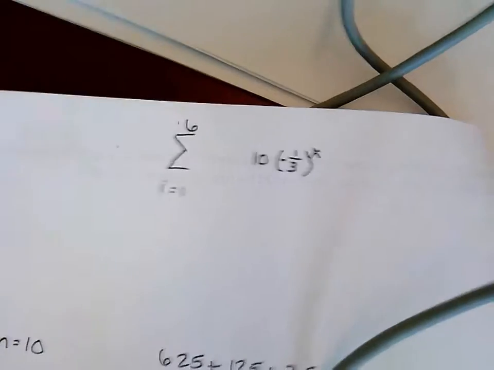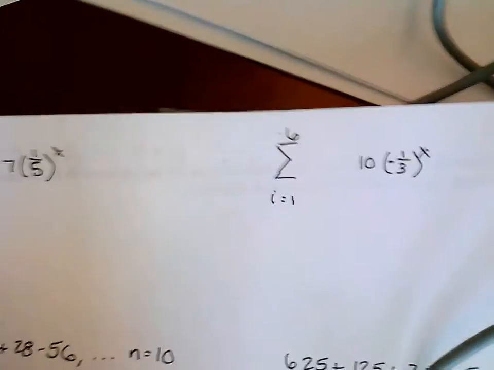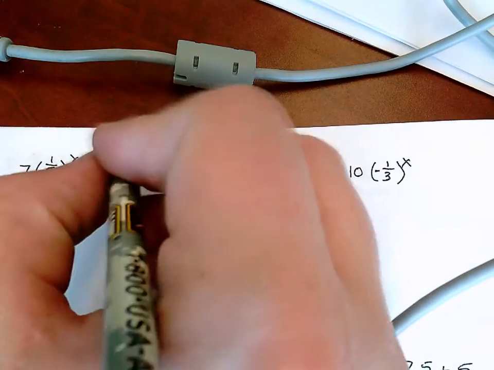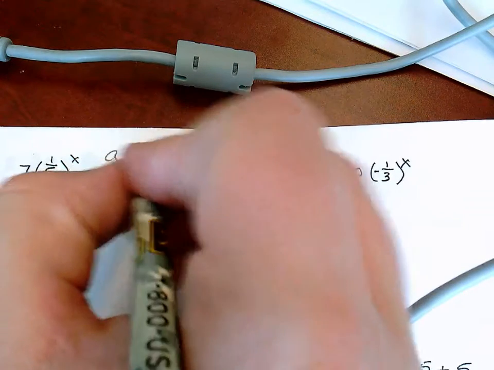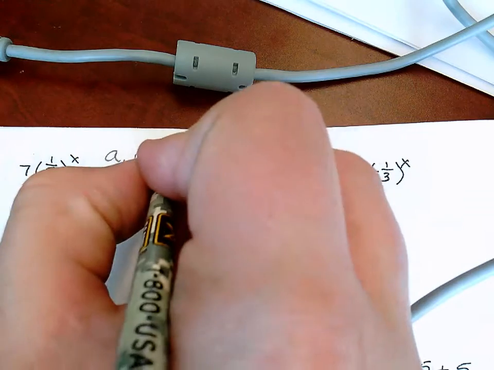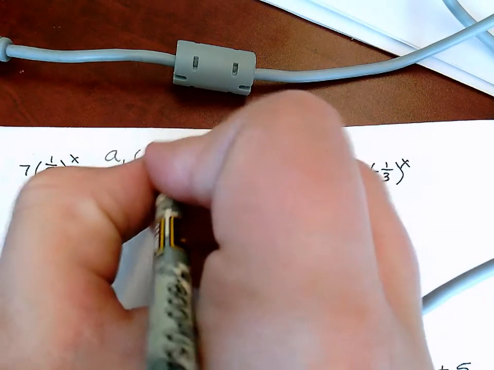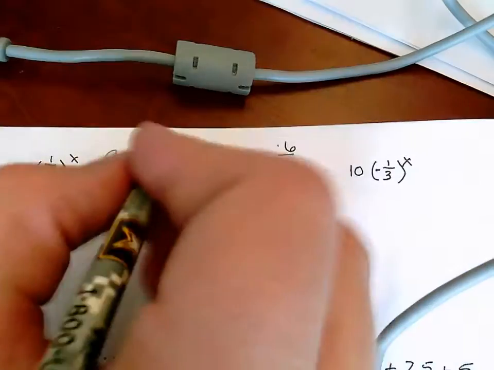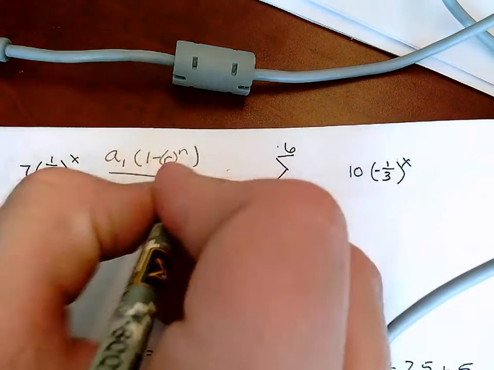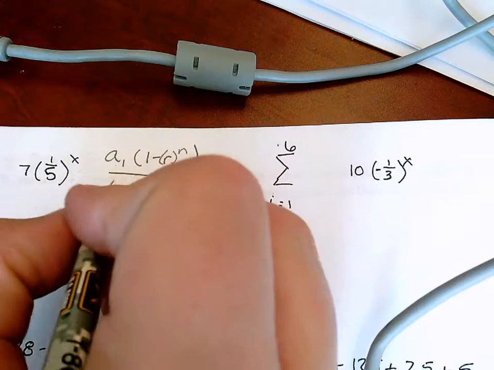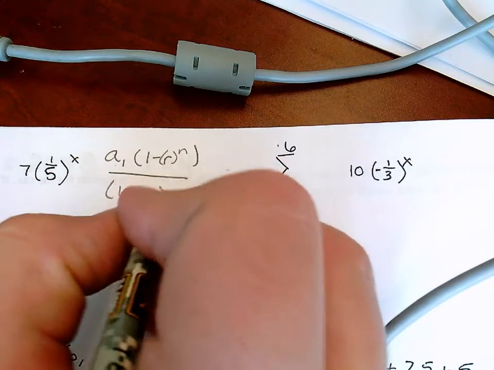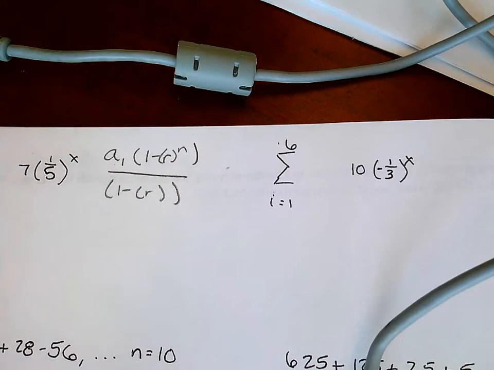With summations, we have a particular formula. The particular formula is this. You take A1, okay, and then you do 1 minus r to the nth power. Make sure you always put the r in parentheses. This just gets you in a good habit of not messing up that way. All over 1 minus r in parentheses again, okay? So these are the three letters we need to find. We need to find A1, r, and n.